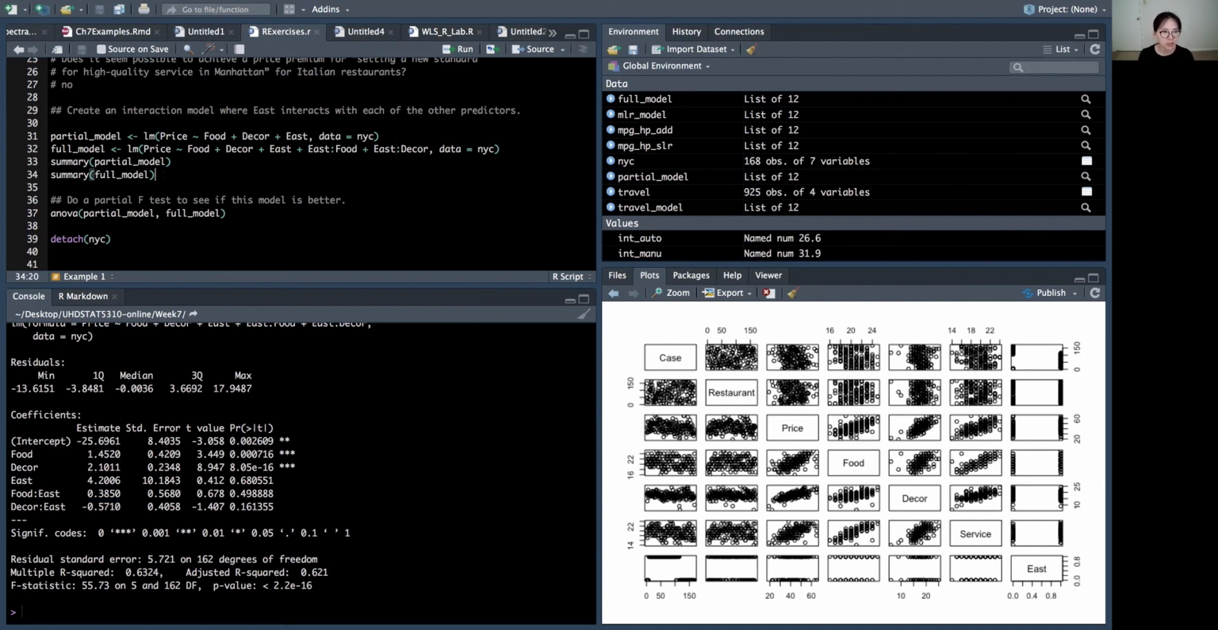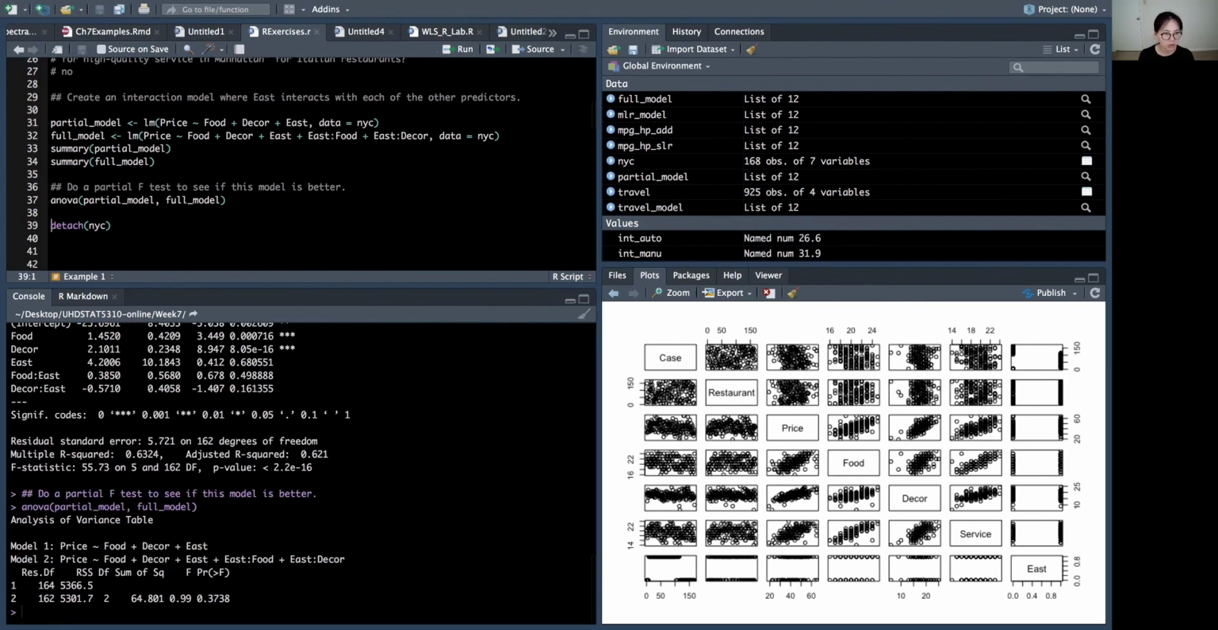But here, we just want to do a partial F-test to see which one is better, to see if we should include these 2 extra interaction terms or not. This is how you do an F-test. You just put the full model and partial model as the arguments. No matter which one goes first, this ANOVA function would identify which one is the smaller model and which one is the bigger, full model.